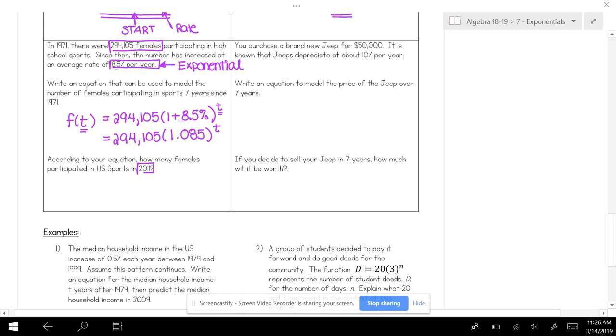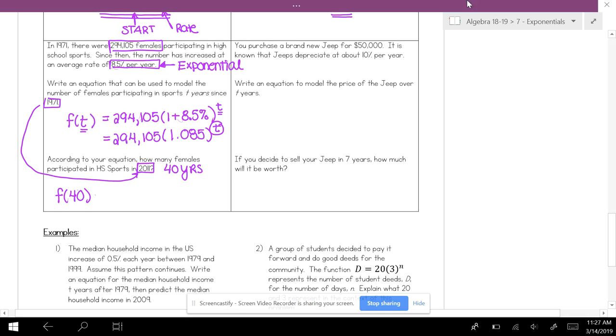And now we have to figure out how many females they think are going to participate in high school sports in 2011 if this trend continues. So what we have to figure out is, okay, I started in 1971. How many years did it take to get to 2011? 71 to 81 to 91, 2001, 2011. That was 40 years. Okay. So what that means is instead of writing t, I need to evaluate f of 40.